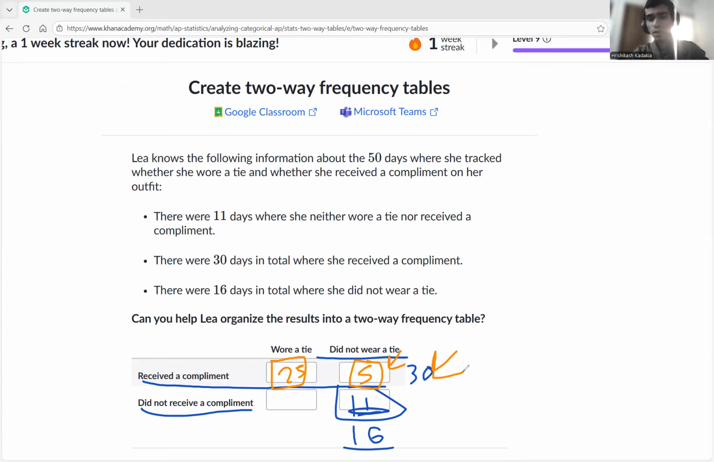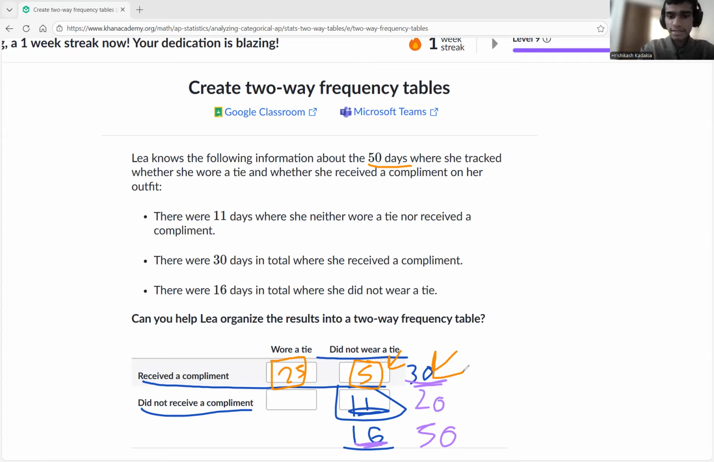Now we have all of this information here. They specify 50 days where she tracked whether she wore a tie or not, so in total this should add up to 50. I'll write in purple. 50 is the total days she tracked all of this. So if this is 30 where she received a compliment, this one should be 20, because 20 plus 30 is 50.